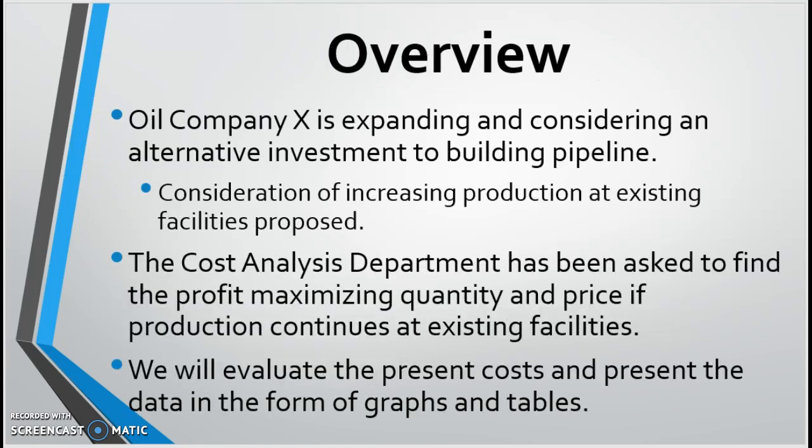An overview of the scenario is oil company X is expanding and considering an alternative investment to building the pipeline. The consideration of increasing production at existing facilities is proposed. The cost analysis department has been asked to find the profit maximizing quantity and price if production continues at the existing facilities. We will evaluate the present costs and present the data in the form of graphs and tables.